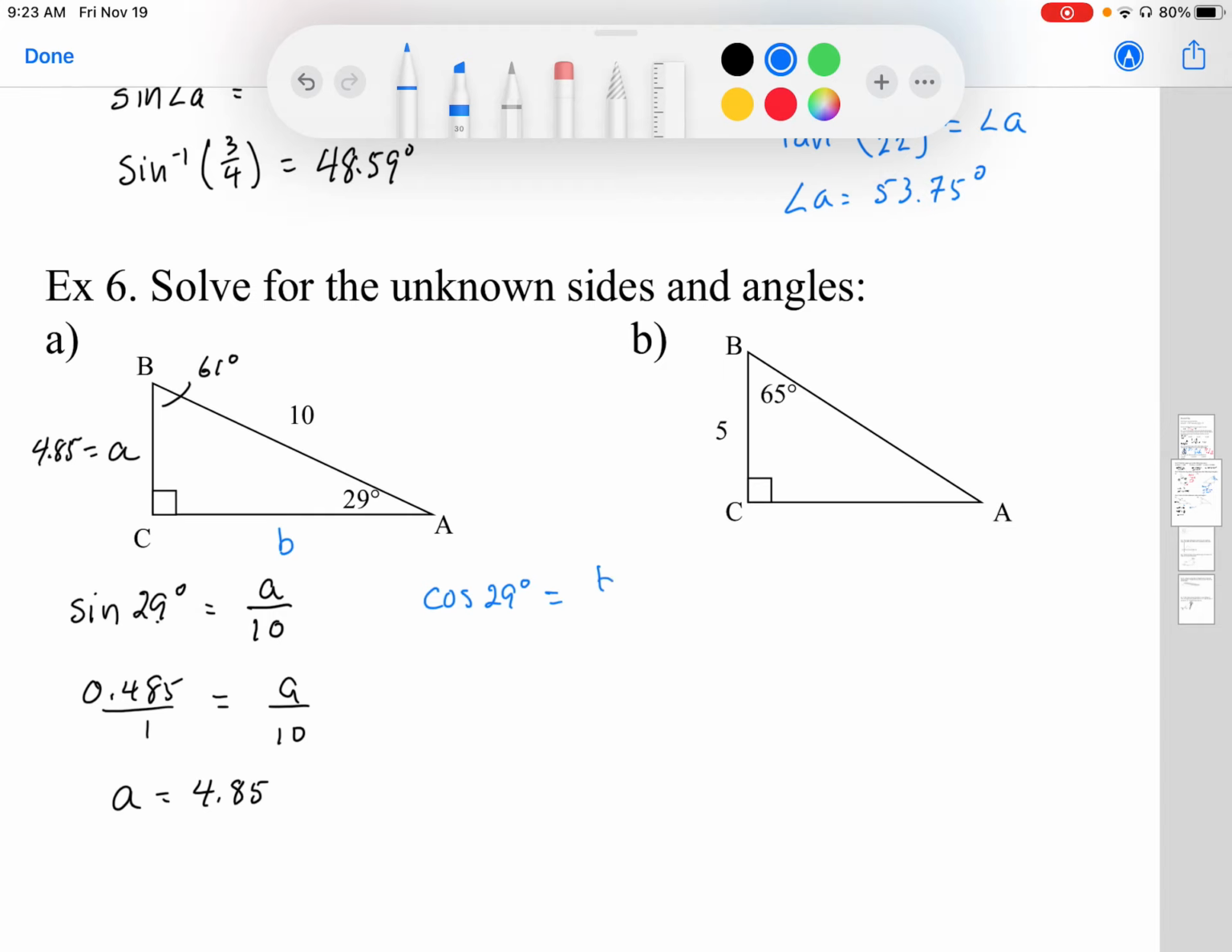Cosine of 29 degrees is adjacent, which is B, over hypotenuse, which is still 10. To solve this, I have the angle, I need a ratio, so I'm going to use cosine. Okay, the cosine function gives me a cosine ratio of 0.8746, so I'm going to round that to 0.875. And again, we don't have to write the 1 in there, but remember that is a ratio. It's a comparison to 1, and that gives me a side length of B of 8.75.